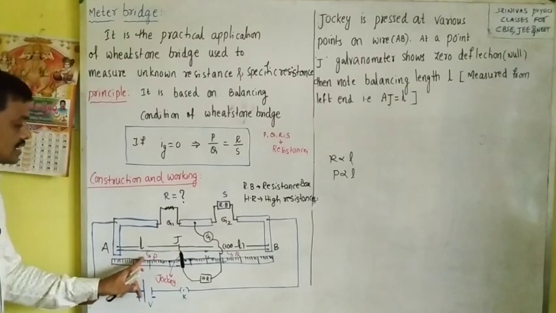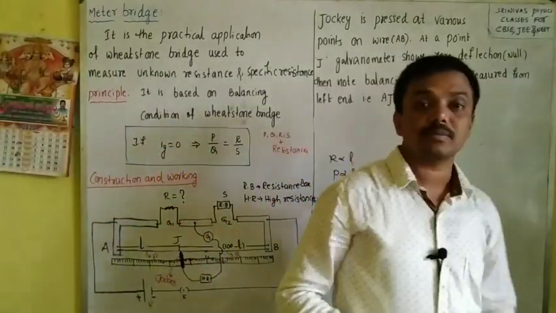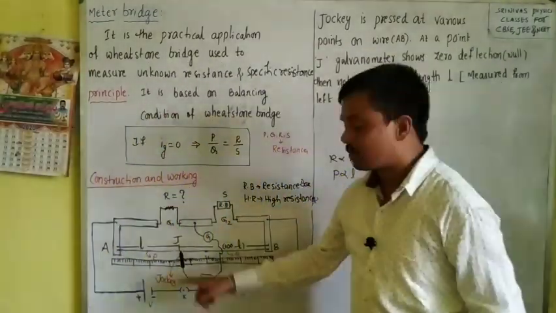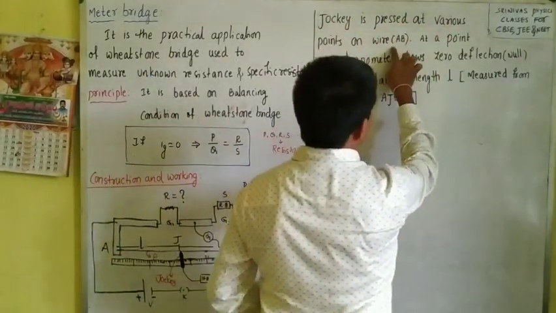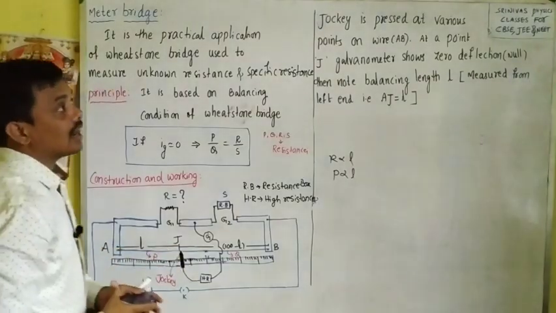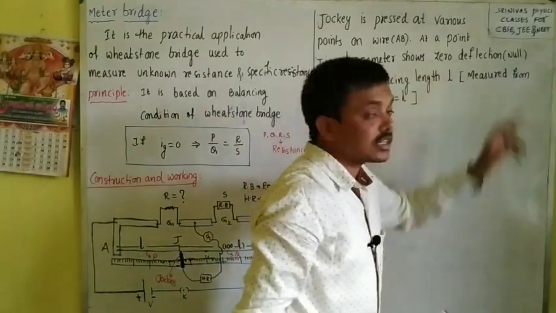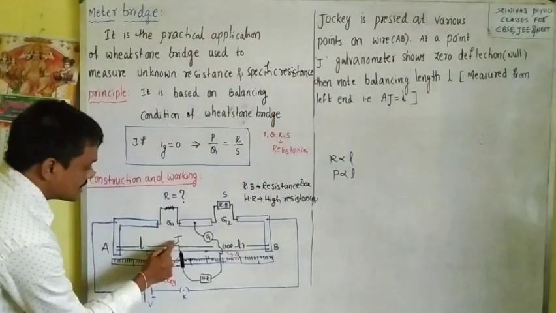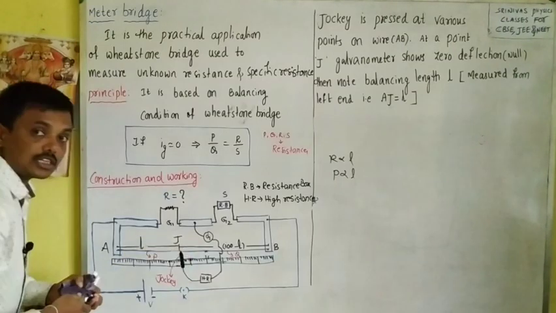That means we are adjusting the P and Q values. How to adjust the P and Q values? Press the jockey at various points on the wire. On this wire AB, we are pressing the jockey at various points, and at a particular point J, the galvanometer shows zero deflection. Here I am pressing J, and at this point the galvanometer is showing zero deflection.